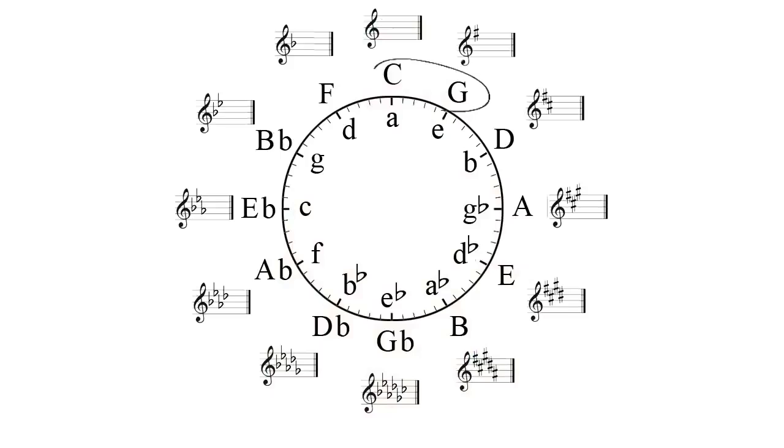C and G are adjacent to each other on the circle, therefore they are said to be closely related. Their scales share many of the same notes. In fact, because the key of G only has one sharp in it, and C has no sharps in it, they share all the same notes apart from one, F sharp, which exists in the key of G but not in the key of C.